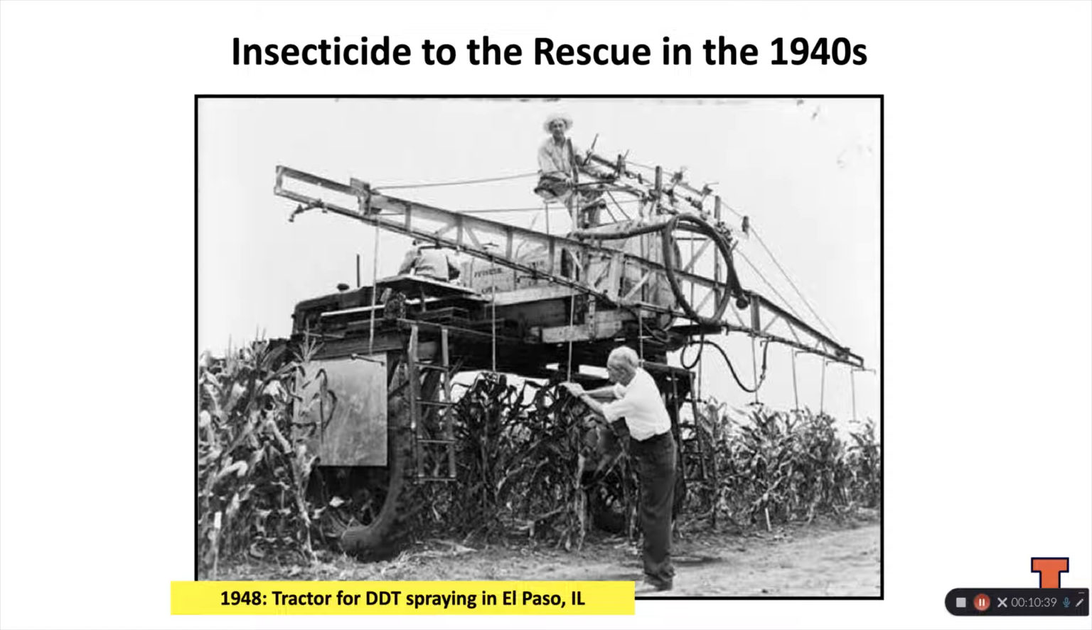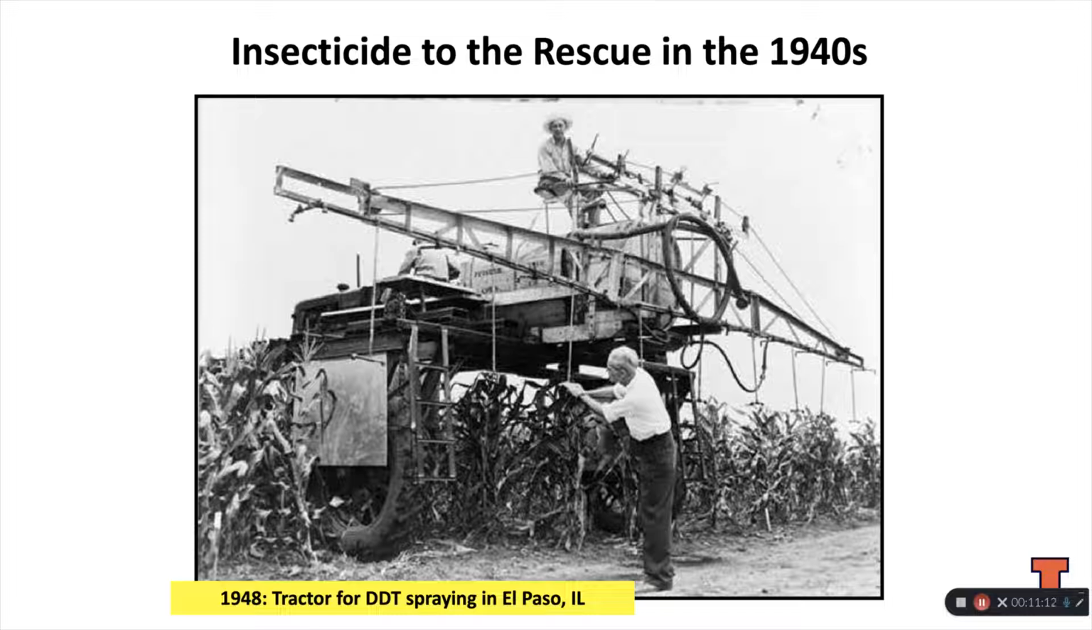The availability of insecticides following World War II really revolutionized pest control and the management of rootworm beetles. This was a way that farmers could grow continuous corn and not suffer terrible losses due to growing rootworm populations in corn on corn. This is a photo taken in El Paso, Illinois, of some people getting ready to spray some corn with DDT in 1948.